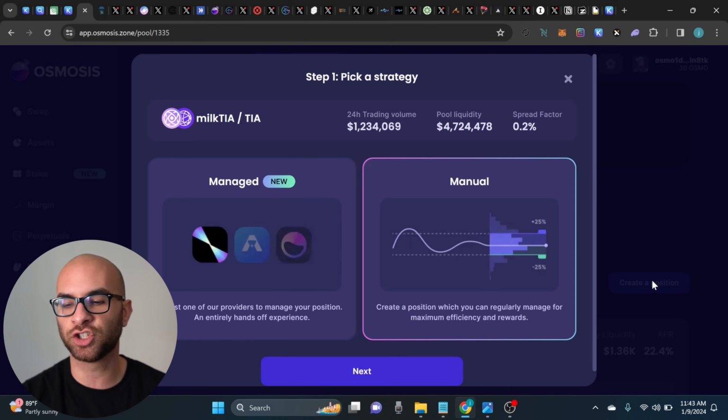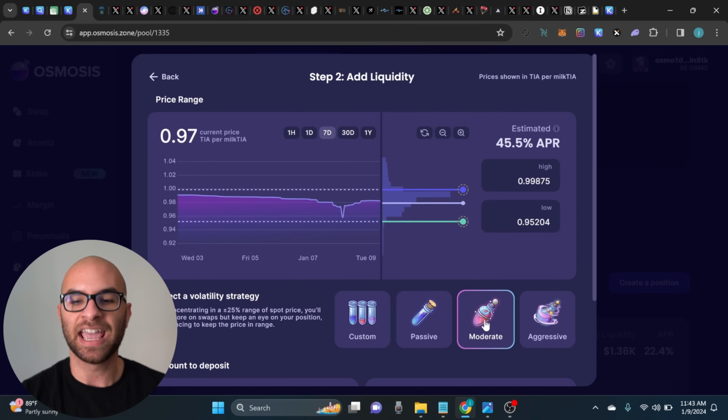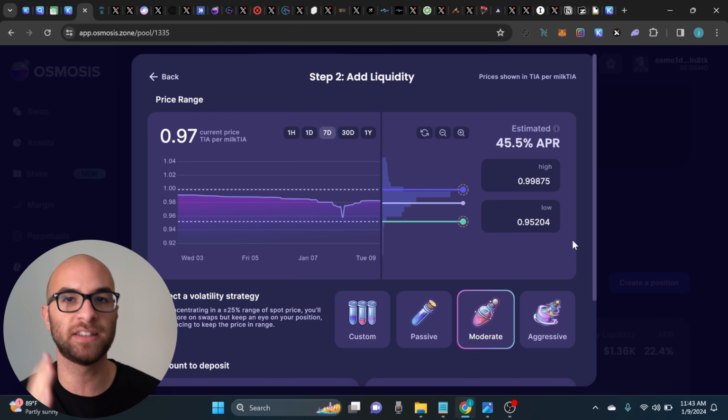Now, if you watch my Injective video, I was saying you should go to manual and hit next and put a moderate range. The reason I set a moderate range is because TIA and Milktia should always be the same price. But that hasn't been true, guys. Milktia has actually gone out of range, and it's at 0.97 rather than the 1-to-1 that it should be at.